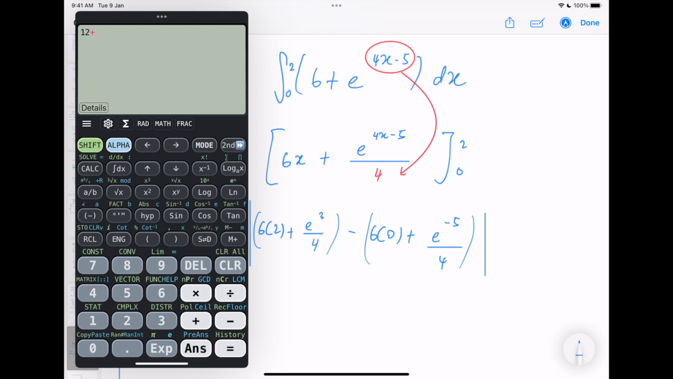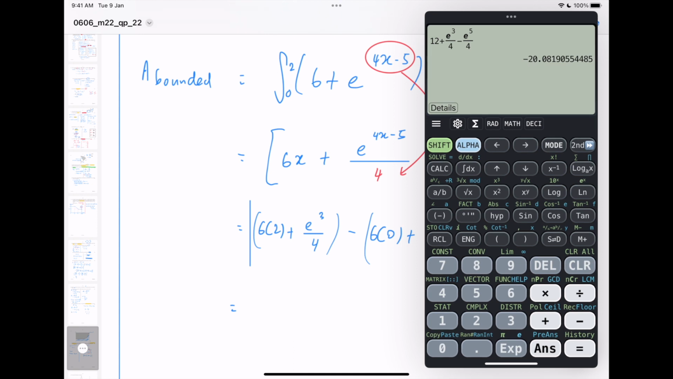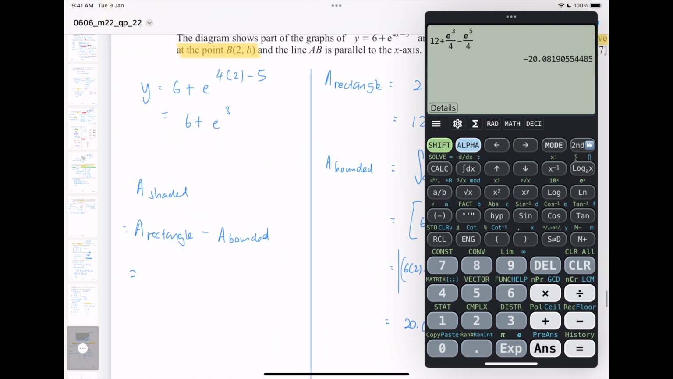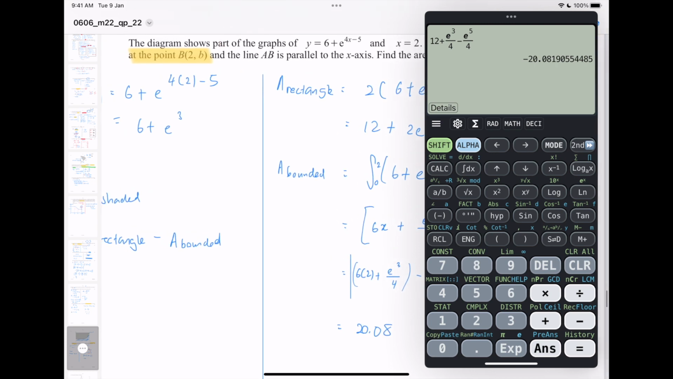12 plus e to the 3 divided by 4, minus e to the minus 5 over 4. You will get negative 20.08. So it becomes positive, remember, so it's just 20.08. Okay, so let's subtract. That should give you your answer.